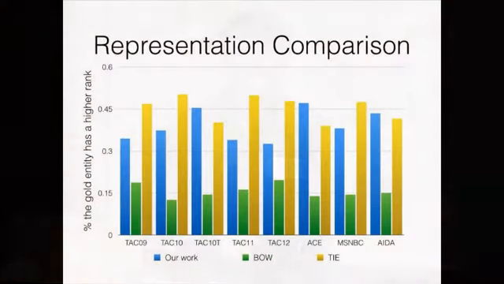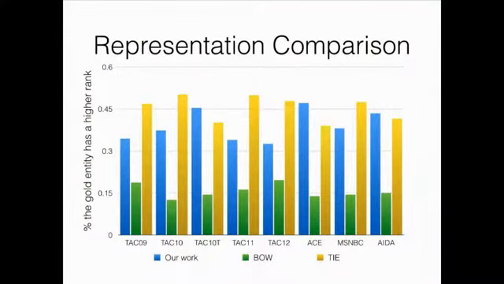And the first thing we did is we want to make sure that our proposed representation is better than bag of words. So to isolate other factors, we just use the context similarity to rank the candidates. The y-axis is showing the percentage of one representation ranking the gold entity higher than the other. The blue bars are the winning percentage of our work, and the green bars are bag of words. So in all the datasets we tested, our proposed representation actually dominates bag of words.